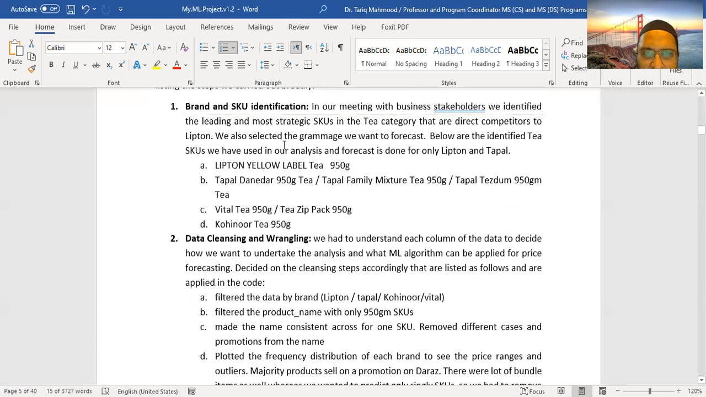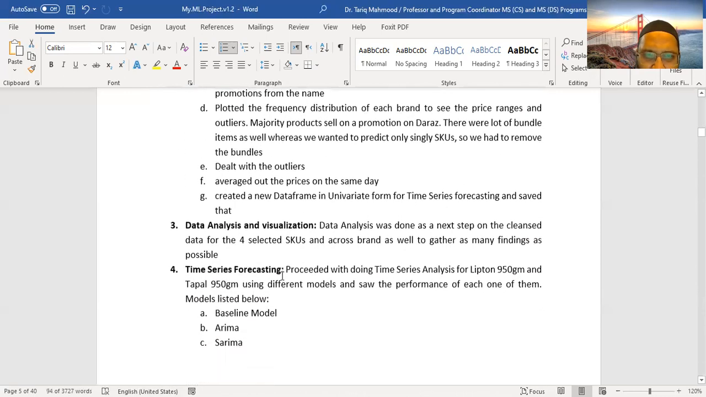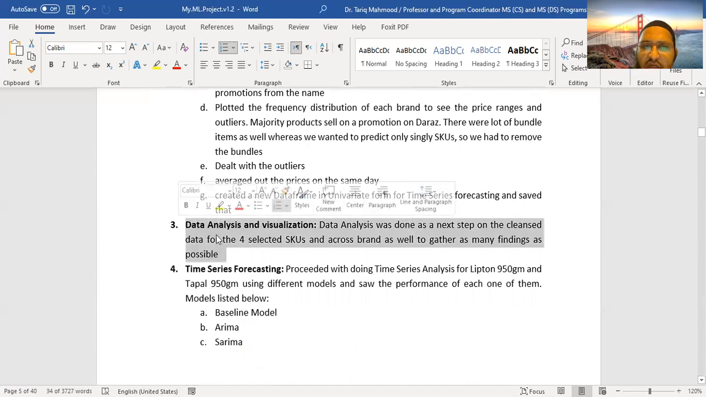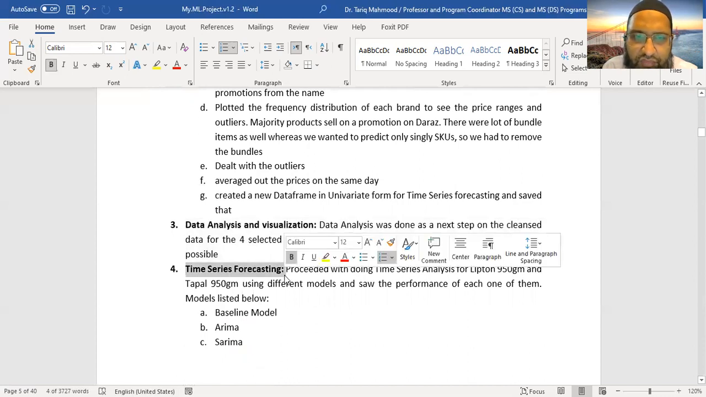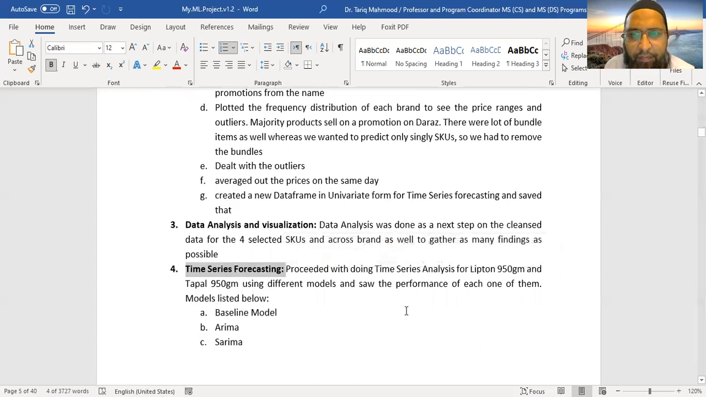So we identified this, we did this wrangling first, and then we have these data cleansing tasks. And then obviously when the data is clean enough, then we can analyze the data and visualize it to understand many different types of things that you will see right now. And then obviously the last step and the most important one is to forecast the time series for the price, both for the competitor products and for the product of this company.